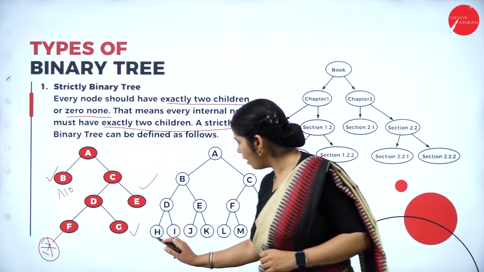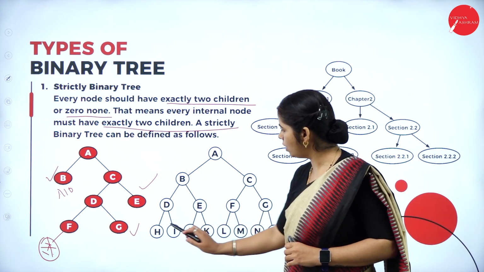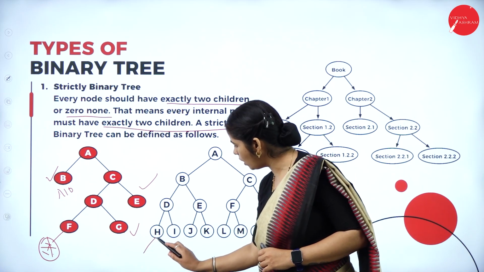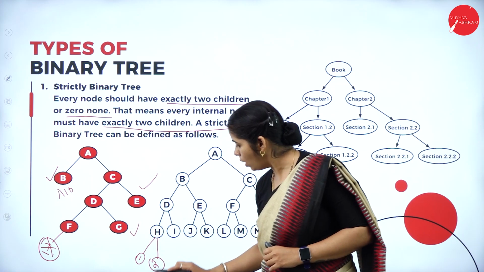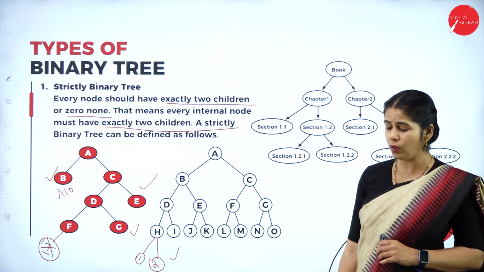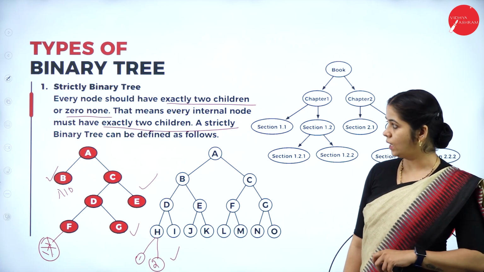Okay, you can have one more example here. We have 2 children, again 2 children, again 2 children. Here also I can have again 2 children, say consider 1 and 2. This is also allowed. So this is the example for a strict binary tree.